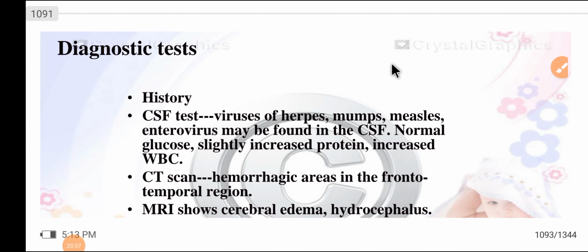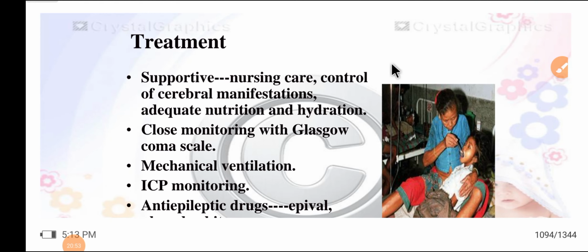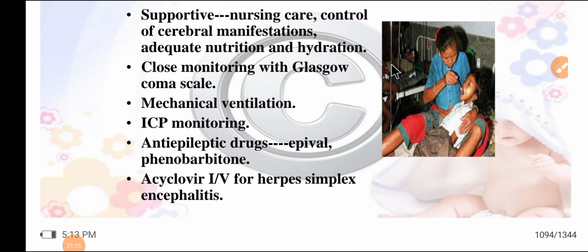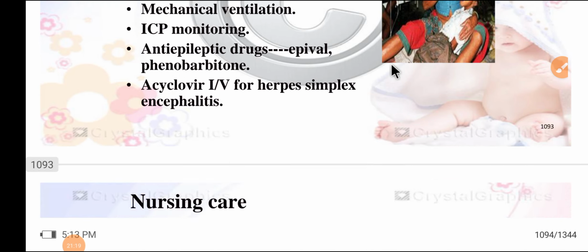Diagnostic tests: history, CSF test, viruses of herpes, mumps, measles, enterovirus may be found in the CSF. Normal glucose, slightly increased protein, increased WBC. CT scan: hemorrhagic areas in the frontotemporal region. MRI shows cerebral edema, hydrocephalus. Brain biopsy. Treatment: supportive nursing care, control of the cerebral manifestations, adequate nutrition and hydration, close monitoring with Glasgow Coma Scale, mechanical ventilation, ICP monitoring, anti-epileptic drugs, Epival, phenobarbital, acyclovir IV for herpes simplex encephalitis.